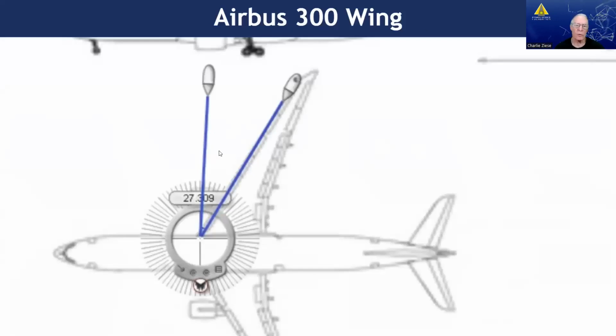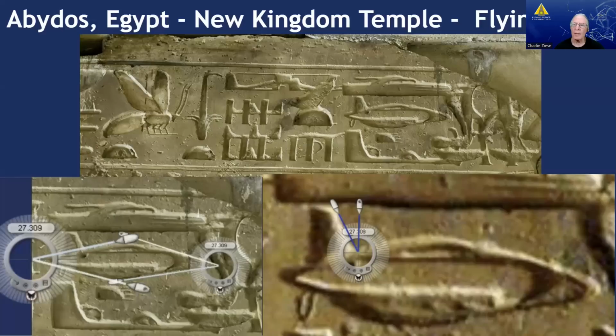I'll call it an offset to a perpendicular of the wings to the fuselage, uses this 27309 geometry seemingly as well. So now let's start to look for these things in ancient flying technology as depicted in artifacts, drawings, carvings, and the like throughout history.